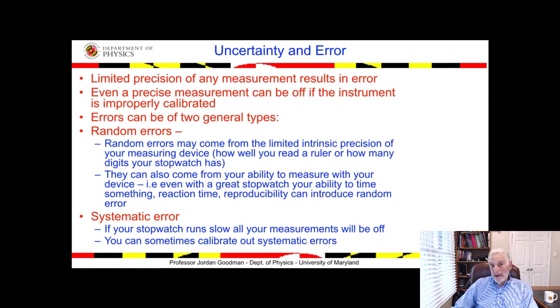Systematic error, on the other hand, could be that your stopwatch timing is just wrong, it doesn't agree with all other clocks. You can often calibrate out uncertainties due to systematic error if you know what they are, but random errors, we'll see, we can beat down by taking multiple measurements of the same thing.